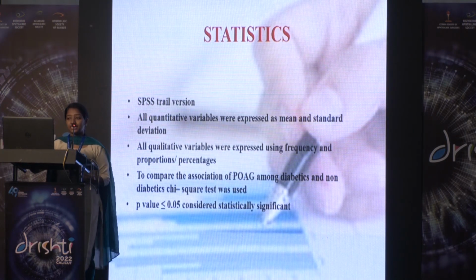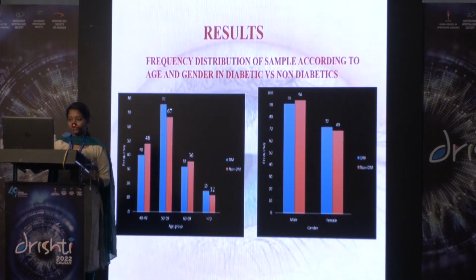Statistics was done by SPSS trial version and all quantitative variables were expressed as mean and standard deviation. All qualitative variables were expressed using frequency and proportions or percentages. To compare the association of primary open angle glaucoma among diabetes and non-diabetes, chi-square test was used and a p-value less than or equal to 0.05 was considered statistically significant.